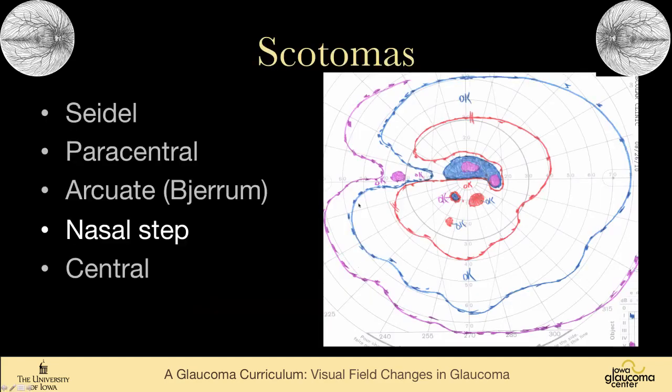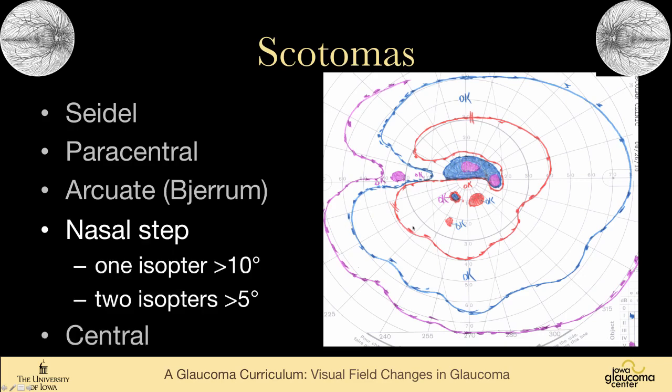Nasal steps are where you see the visual field defect lining up with a horizontal meridian. This is a right eye, so it's a defect down here lining up with this horizontal meridian. To be called a nasal step, you need to have one isopter that travels 10 degrees or more along the horizontal, or two isopters that travel more than 5 degrees. We clearly meet that criteria in this patient. You can see that there's also some shallow scotomata here in the Bjerrum area down below.